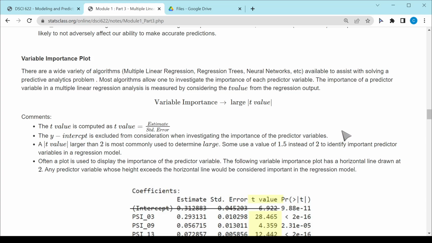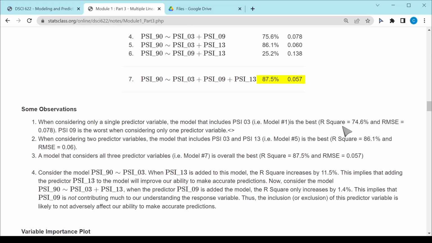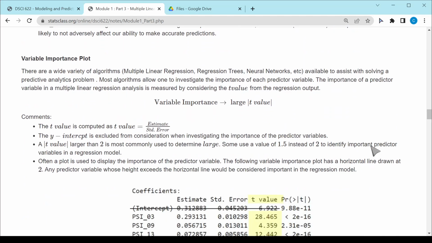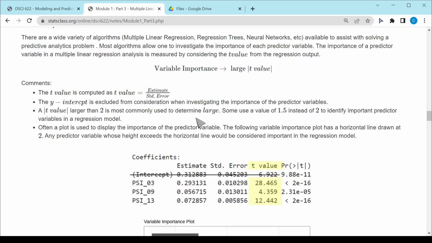Okay, let's consider the variable importance plot. So a variable importance plot is a little bit easier than having to go through and consider all the possible models that I might have. And what we do with a variable importance plot is just look at the importance of each of the predictors. Now, how we go about doing that depends on which machine learning algorithm or predictive analytics method that we're using.